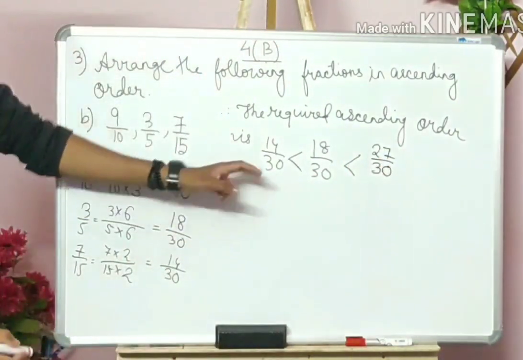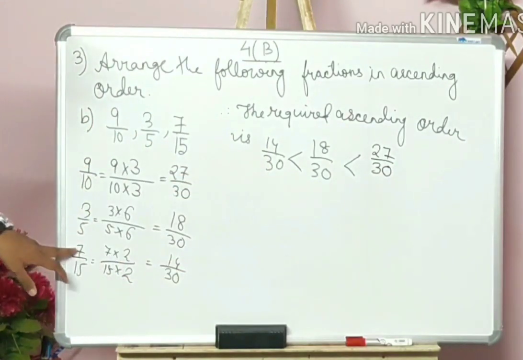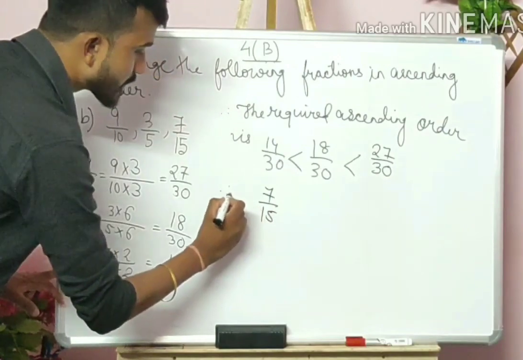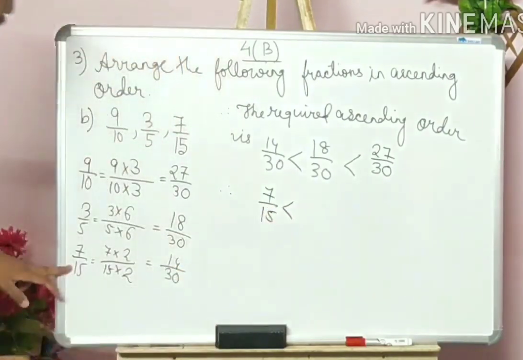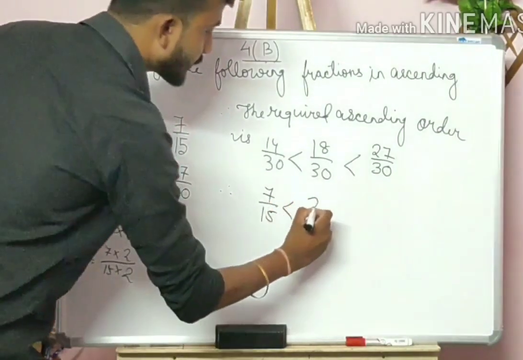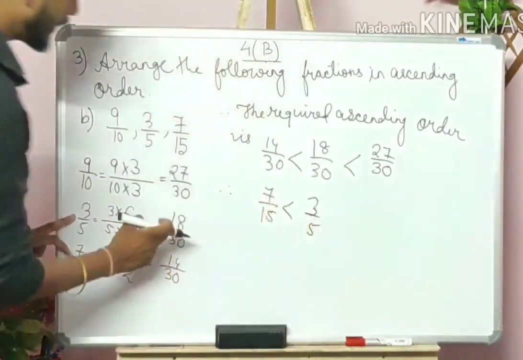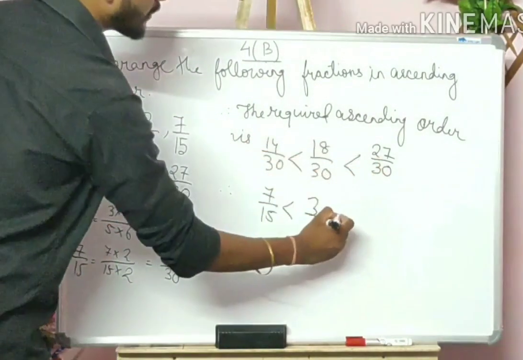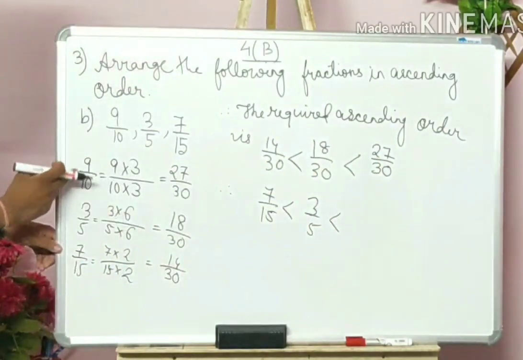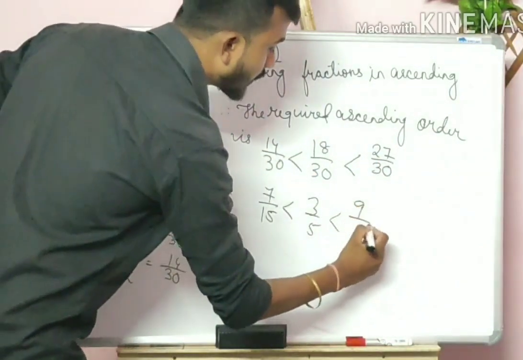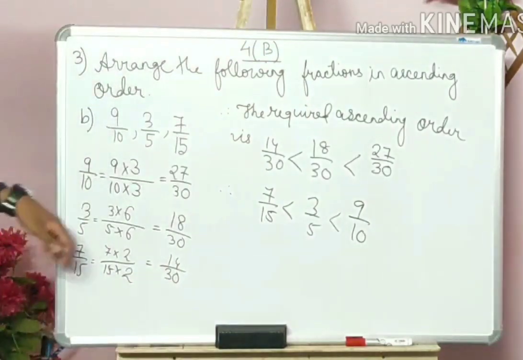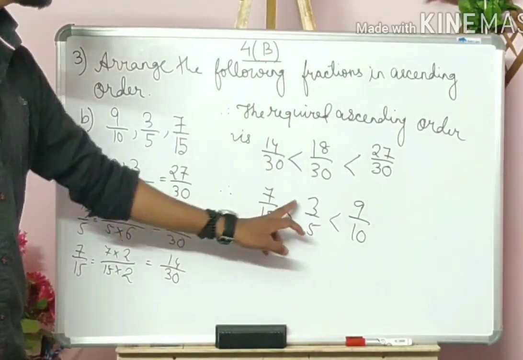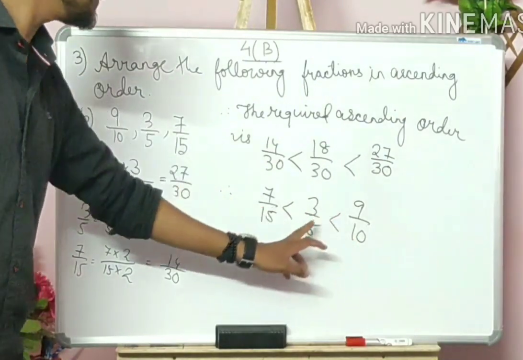So you see that 14 by 30 came for which number? 7 by 15. So you write here 7 by 15. Therefore, 7 by 15 is lesser than which number? 3 by 5, because 18 by 30 came for 3 by 5. Again, you see next 27 by 30, no? So 27 by 30 came for 9 by 10. So I think we have got our ascending order. That means 7 by 15 is the smallest, 3 by 5 is greater than 7 by 15, and 9 by 10 is the greatest one.